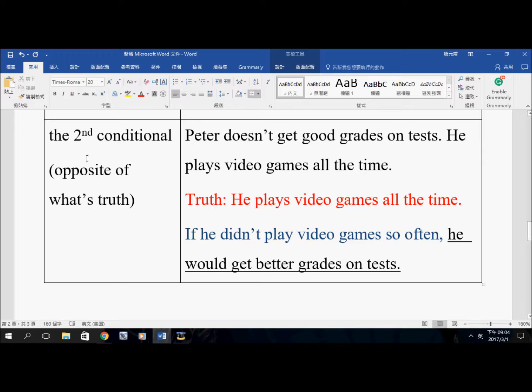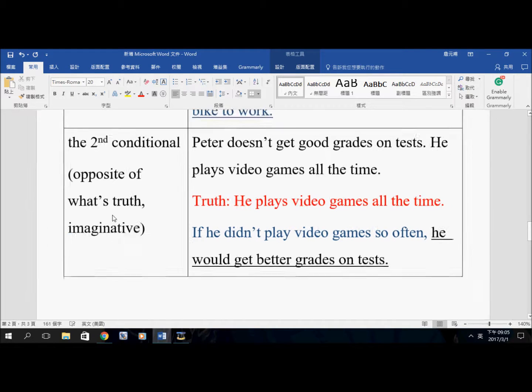Second conditional, you can see that this sentence is the opposite of what's true at the moment. And also, we're using it in an imaginative situation. That's when we use the second conditional.